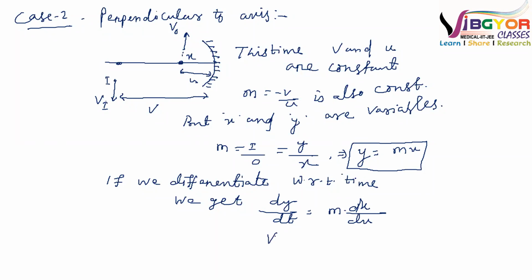That is, velocity of image is equal to magnification times velocity of object. Okay, students, this is the relation of how the image velocity is related to object velocity when the object moves perpendicular to the principal axis in case of a spherical mirror. Friends, let's do an example to understand object velocity and image velocity.